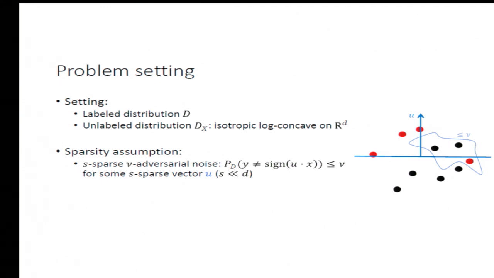So we have a labeled distribution D and an unlabeled distribution D sub x, and we're going to have a restriction. The restriction is that D sub x is an isotropic log-concave distribution. Then we're going to add a sparsity assumption. We're assuming that the truth is S-sparse with some amount of adversarial noise. And S you should think of as being much, much smaller than d.